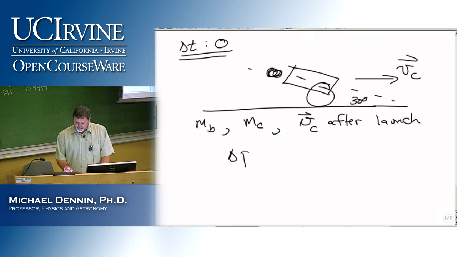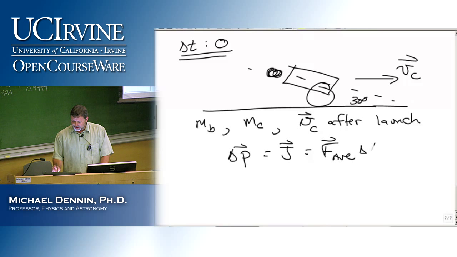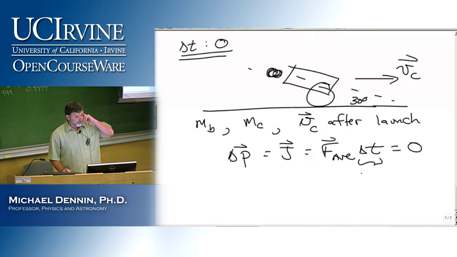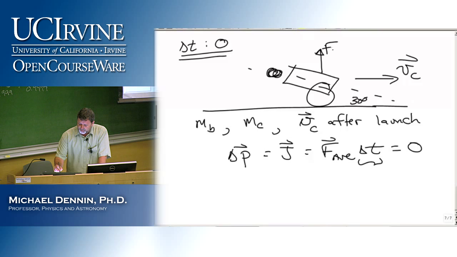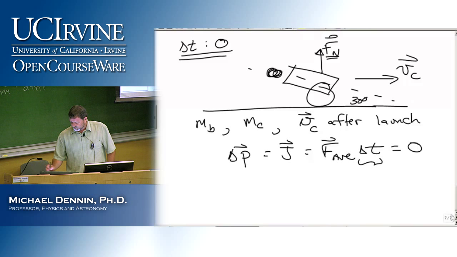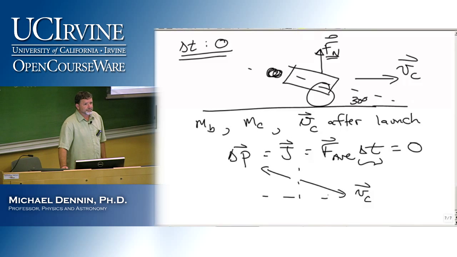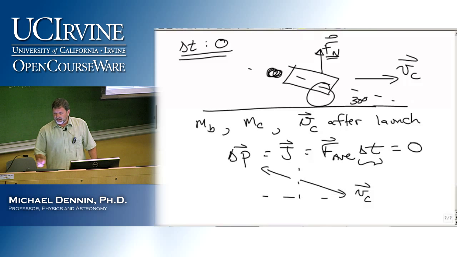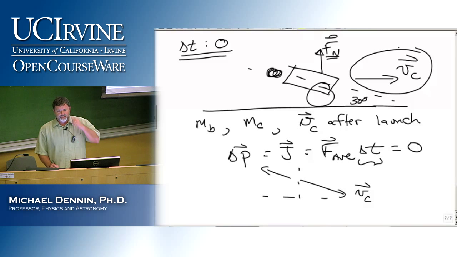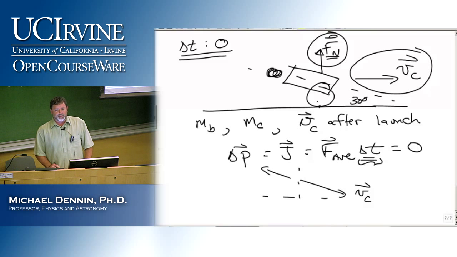Okay, certainly delta P, which equals J, which is F average delta T, will be 0 if delta T is small enough. The problem is, when I'm sitting on a rigid surface here with my normal force, unless I tell you the actual recoil velocity of the cannon at 30 degrees, you're not going to be able to solve the problem. Because by telling you the cannon's going horizontally, I haven't really made delta T 0, because this normal force kept it from going into the floor.